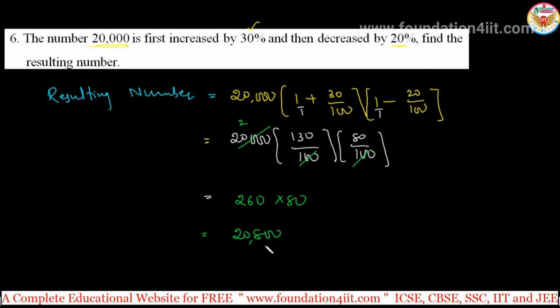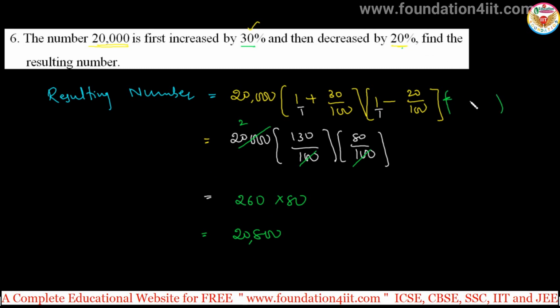That means 20,800. So even if it is increased by 30 and then decreased by 20, the value is slightly increased, because the increase is 30 but the decrease is only 20, right? Again, if you take one more increase or decrease, you can continue this type by taking other blocks. So these are the problems you notice. Again, we have a continuation with some more problems.